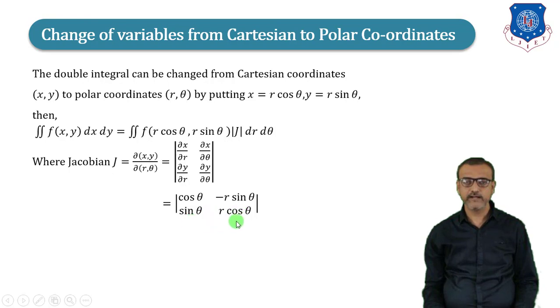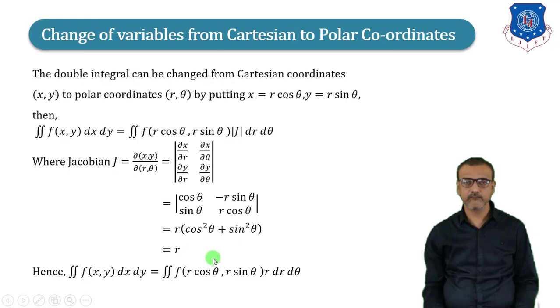Now we will evaluate this determinant, and this is equal to cos theta into r cos theta, which becomes r cos square theta. Then minus sin theta into minus r sin theta becomes plus r sin square theta. After taking r common, we have r into (cos square theta plus sin square theta), and this is equal to r, because cos square theta plus sin square theta is 1, and multiplying 1 by r, the result is r.